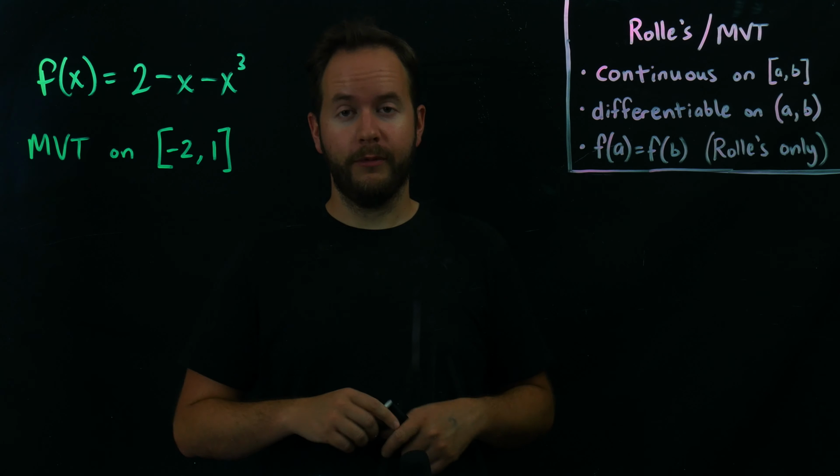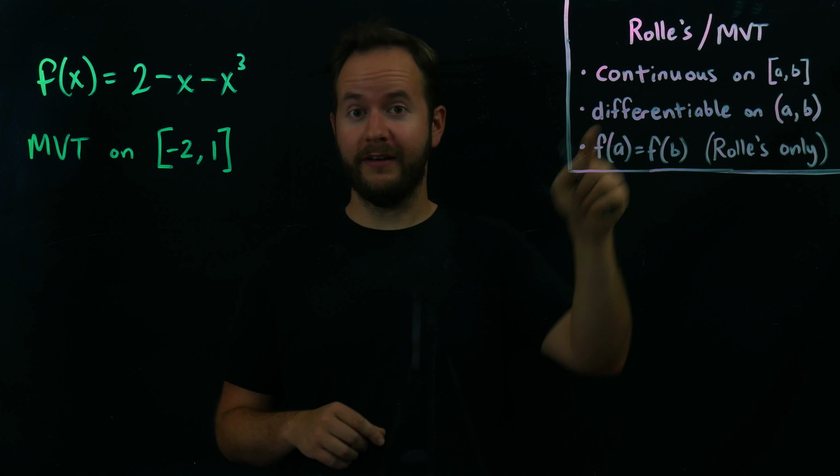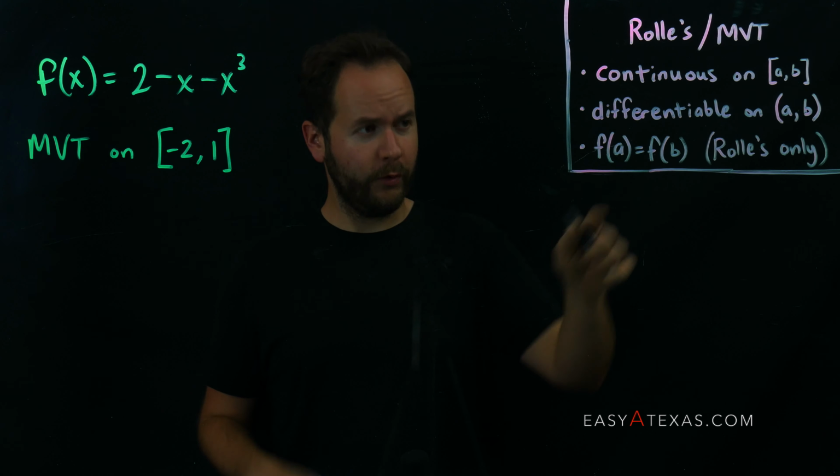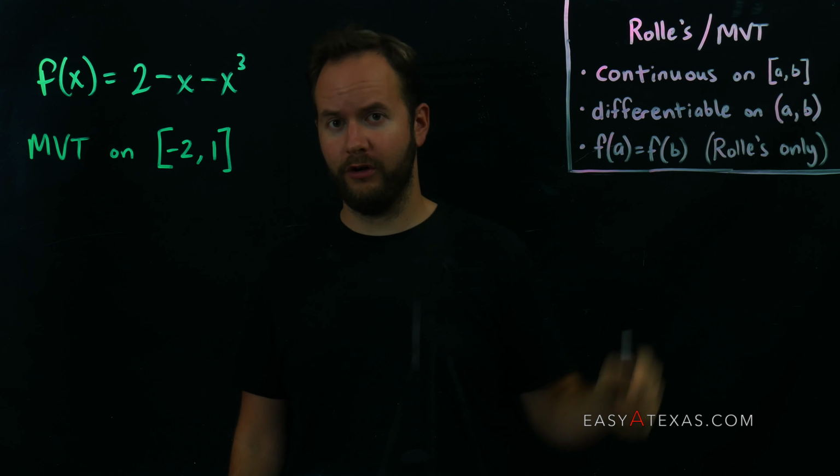Because this function is a polynomial, it automatically satisfies the continuity and differentiability conditions that we need for mean value theorem to work. So because of that, we're ready to go. We don't need to worry about this last condition because that's for Rolle's theorem only. So what do I do now?